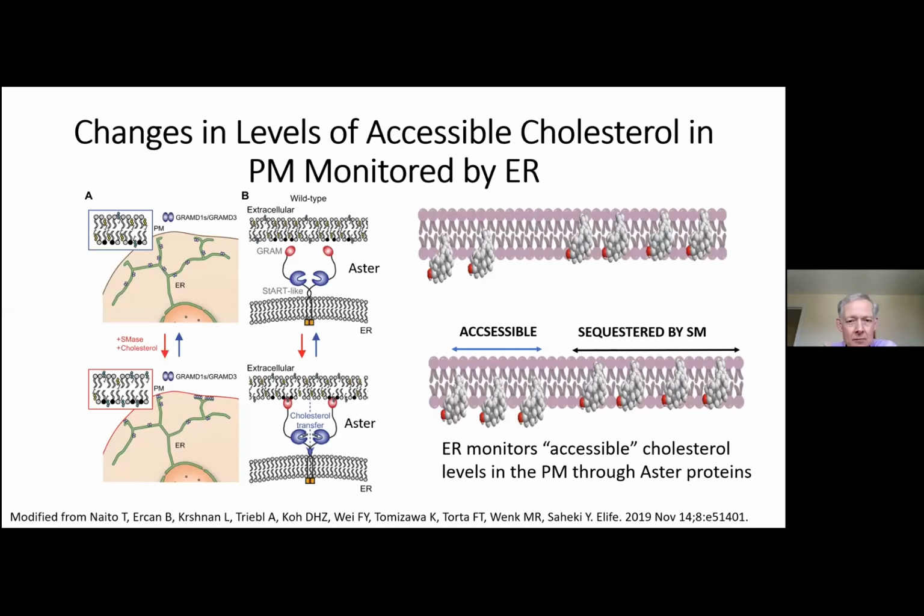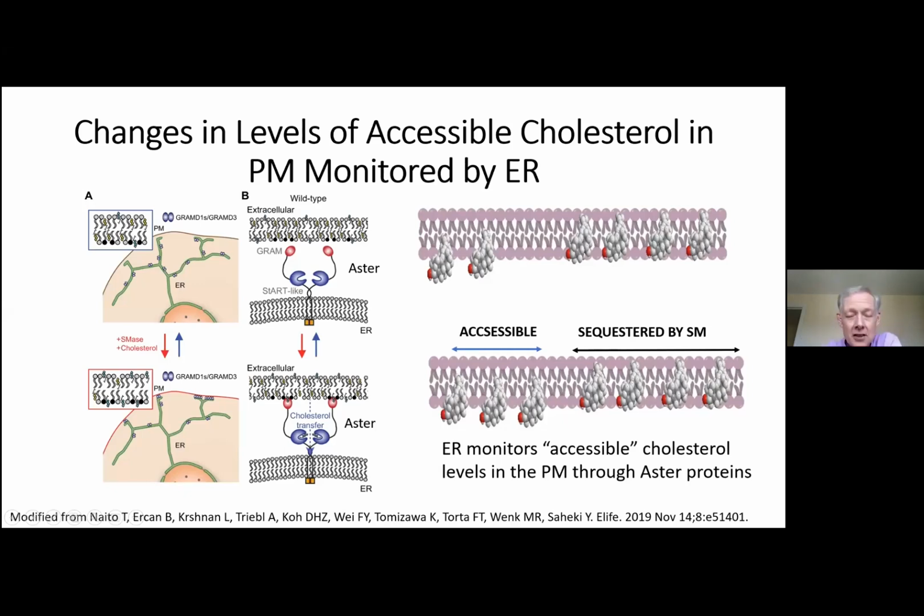So the next question really is, how are changes in levels of accessible cholesterol actually monitored by the endoplasmic reticulum? This has recently been explained by groups from Japan and the US. If we look at the figure on the far left, we've got the plasma membrane on the outside, and branches of the endoplasmic reticulum coming towards the plasma membrane. In the endoplasmic reticulum, we have proteins called Aster proteins. These Aster proteins contain a membrane binding domain and a cholesterol transfer domain.